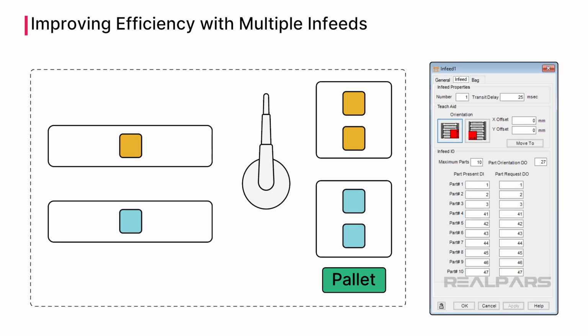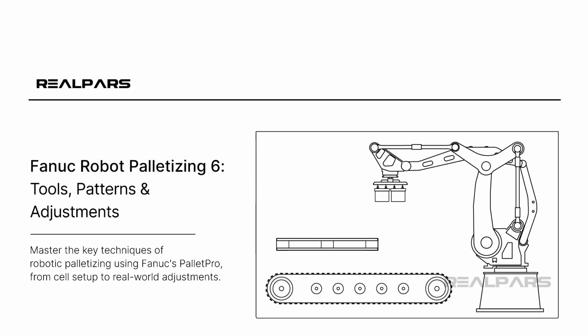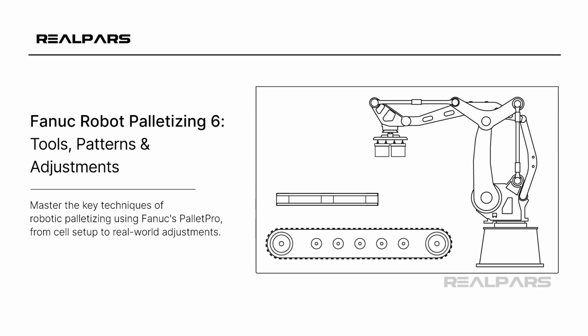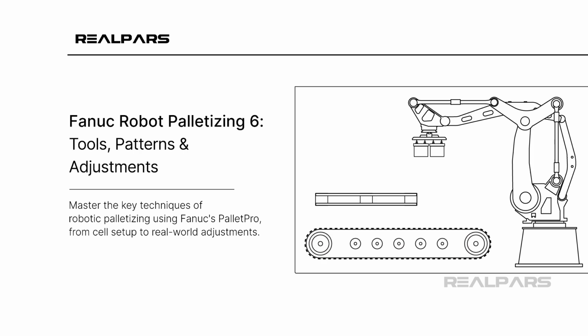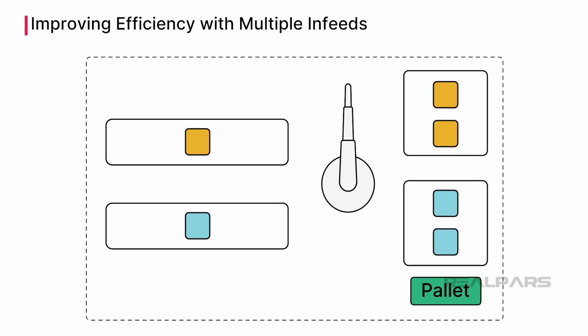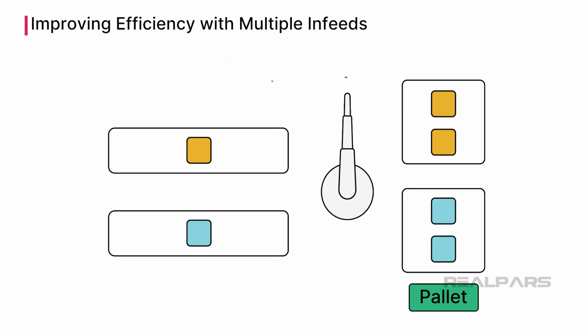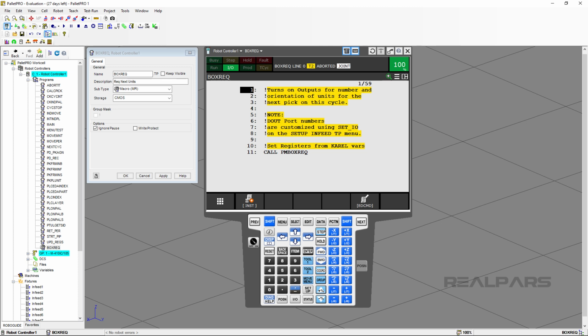For simulation purposes, that is all that you will need to do. But in the real world, you will need to set up the I/O using the Set I/O in the infeed station setup. Please refer to the Fanuc Robot Palletizing 6 course for more information. In addition to setting the I/O on the infeed station, you will need to perform the teach plate and pointer procedure. You may want to change when the pallet picks from the alternate infeed. You will need to change the boxreq.tp to accommodate this change. We will not be covering this topic at this time.